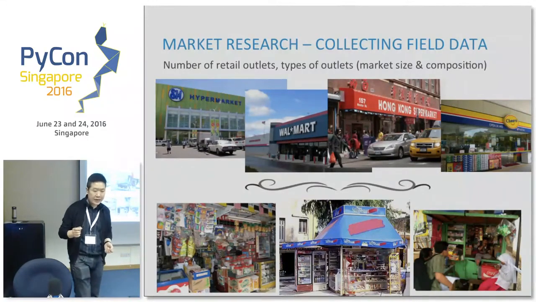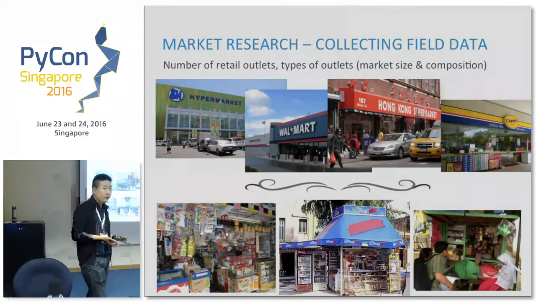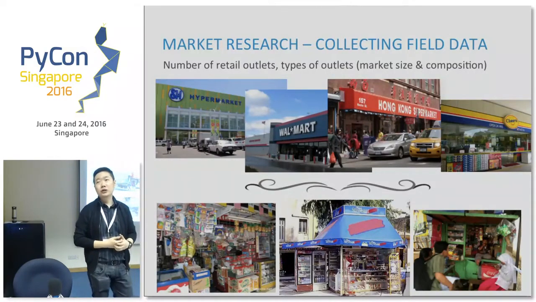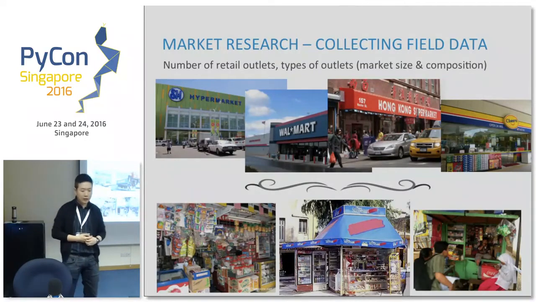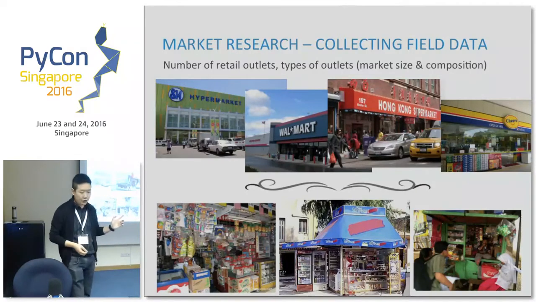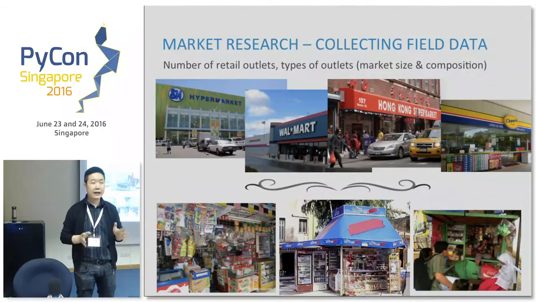One of the key services or products that we offer to our clients, in this case fast moving consumer goods manufacturers like Unilever, P&G, Nestle, Coca-Cola, Pepsi-Cola, and so on and so forth, is information about the size and composition of the retail market in the country that they are operating in.